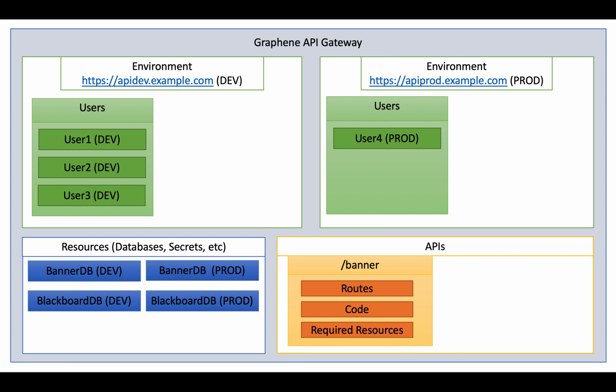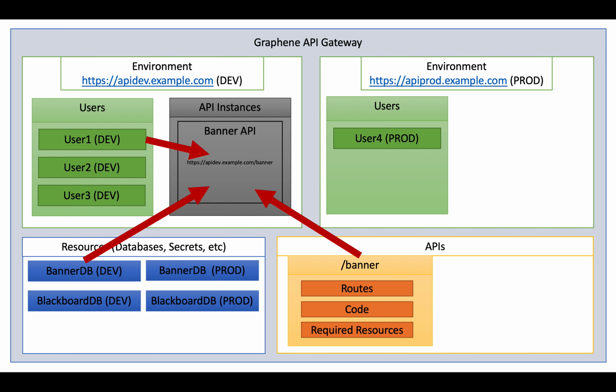Now, we're not specifically telling it at this point which banner database we're using. We haven't told it if it's a dev or a prod database or a test database. We're just saying we need a banner database. So the next step, once we've written our API, is we're going to want to instantiate that. And this is where we tie everything together.